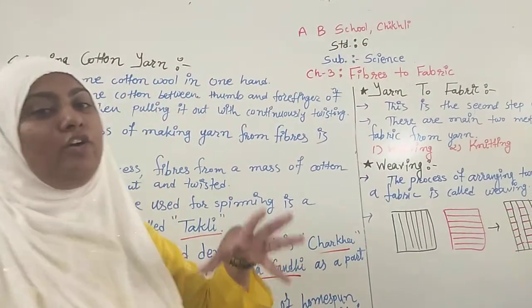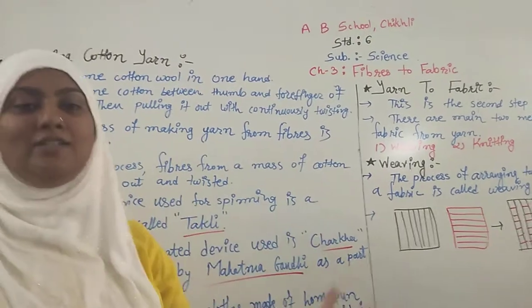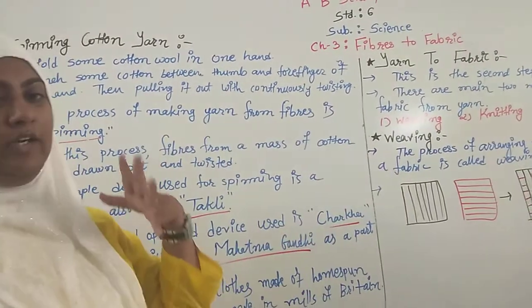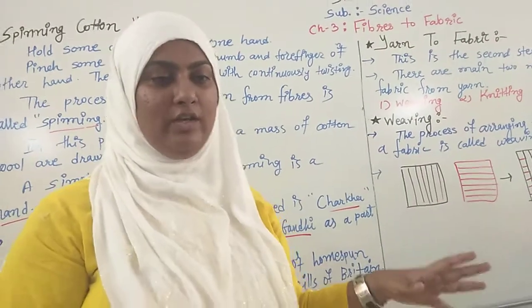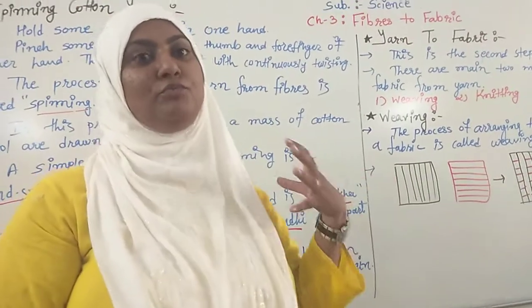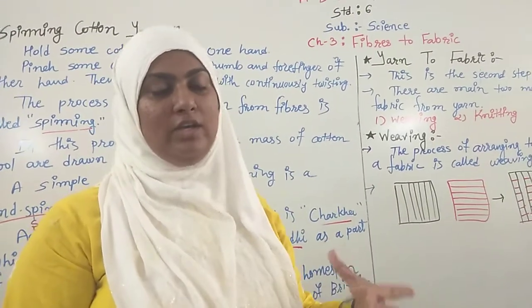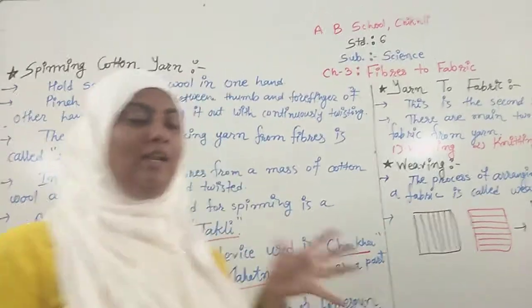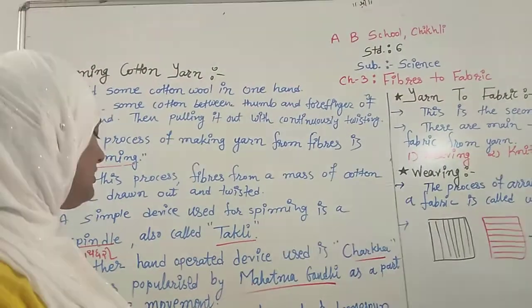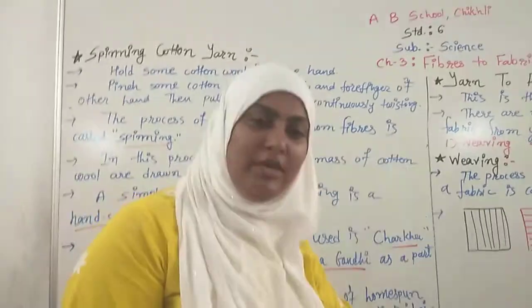But if we want to do spinning on a large scale, because we all know that there is so much population in our country, everywhere, we have to produce more clothes every day. So we have to do spinning on a large scale. When spinning is done on a large scale, it is done with the help of machines.